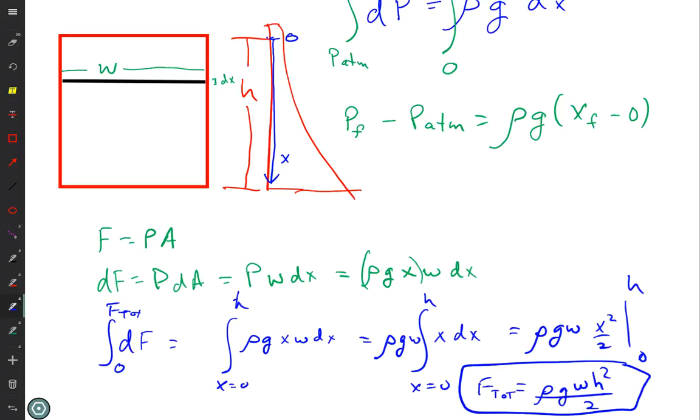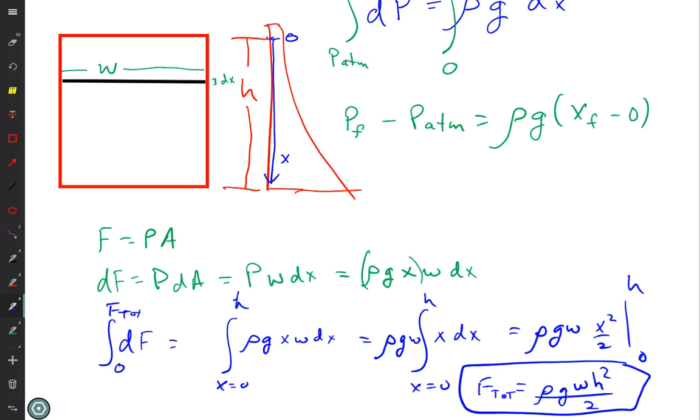I was going to say, if I was worried about the ultimate strength, then I need to use the absolute pressure. But the ultimate strength wouldn't relate to the total force in the dam. It would relate to the force on some piece. So this here is the net force due to atmosphere.